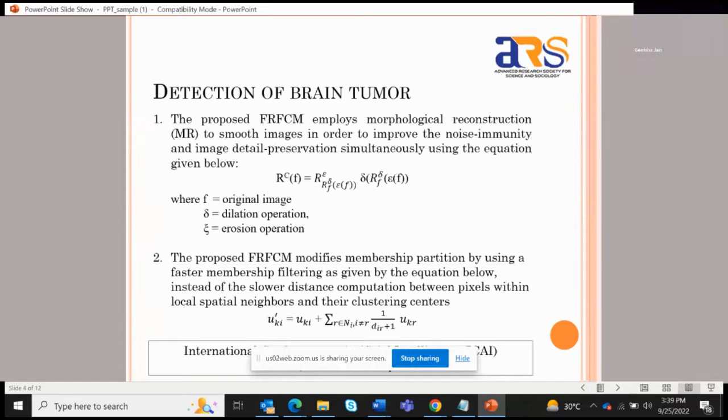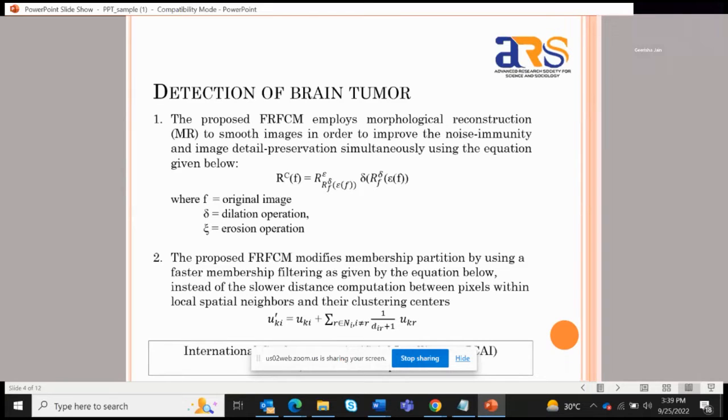But firstly, before getting into that, let's look at how exactly the detection of brain tumor happens. To begin with, the local spatial information of images is merged into FRFCM by introducing morphological reconstruction to promise noise immunity and preservation of all image details. This also in turn removes the difficulty of having to choose different filters suitable for different types of noises in existing improved FCM algorithms. Consequently, the proposed modified version of the FRFCM model is more robust for images that have been corrupted by different types of noises.